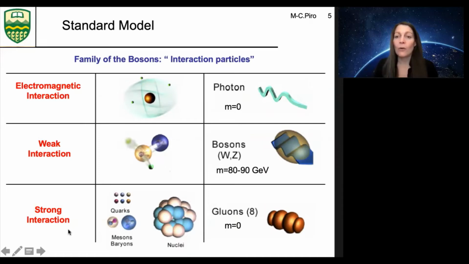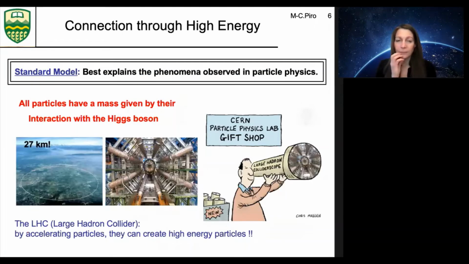So all of what we know would not have been possible without accelerators, because in order to detect these fundamental particles, we need an extremely high amount of energy. So paradoxically, we can say that the world of the infinitely small is also called the world of high energy. Very strong connection between those two, and all particles have a mass given by their interaction with the Higgs. So we have also the Higgs boson, and that was discovered about 10 years ago.